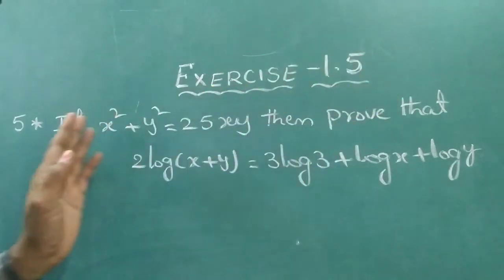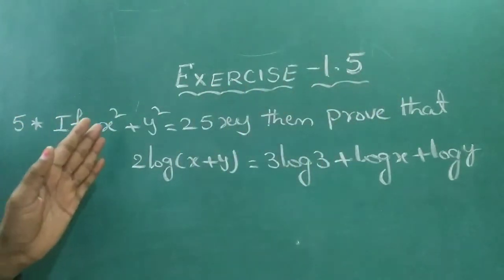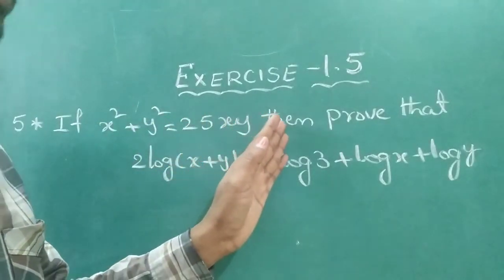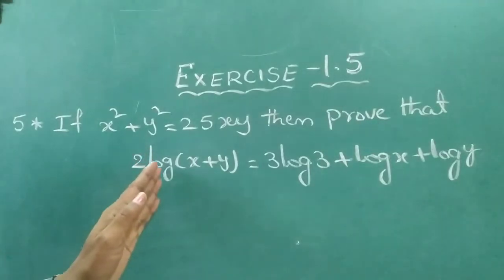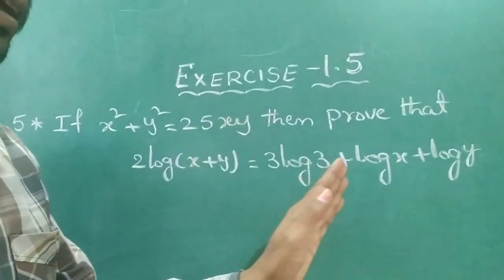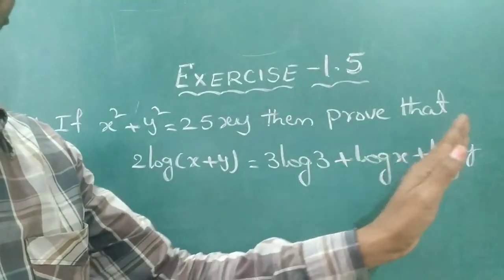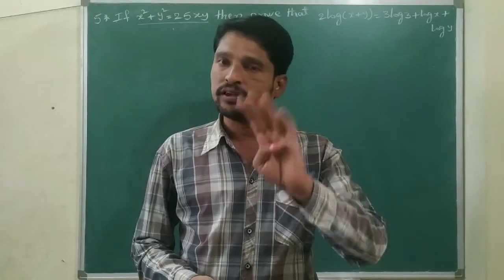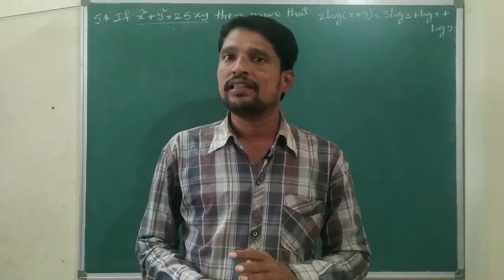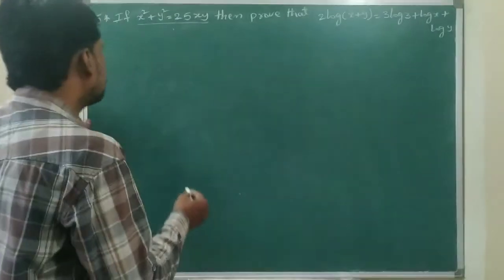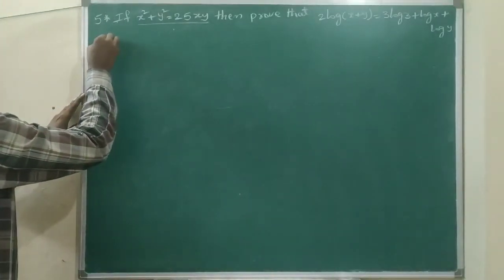Exercise 1.5, problem number 5. If x square plus y square equal 25xy, then prove that 2 times of log x plus y equal 3 times of log 3 plus log x plus log y. For this problem, I am following 4 methods. Which method is easy to you? You can follow that method. So let us start our solution. This is method number 1.